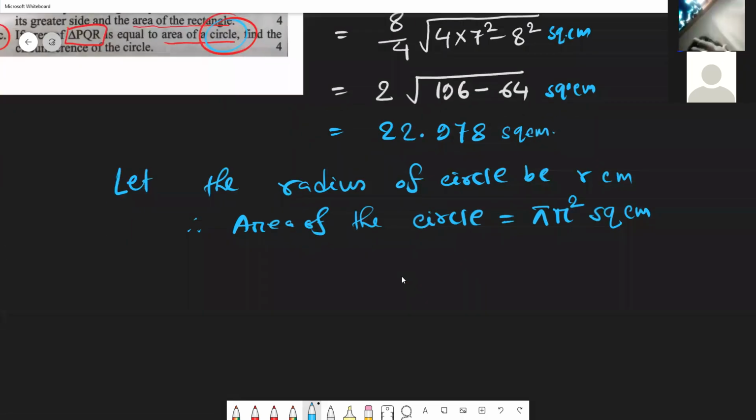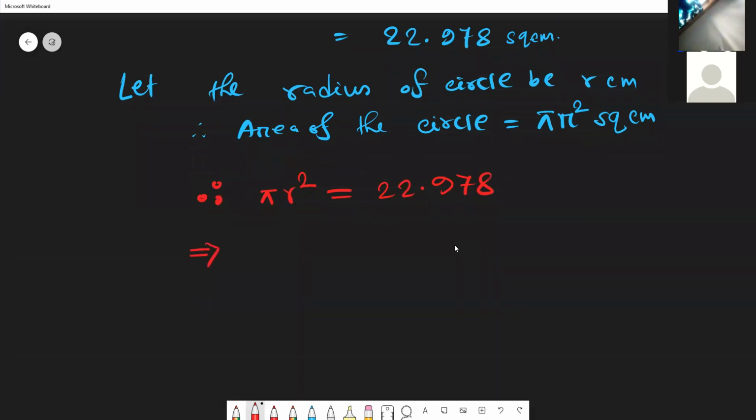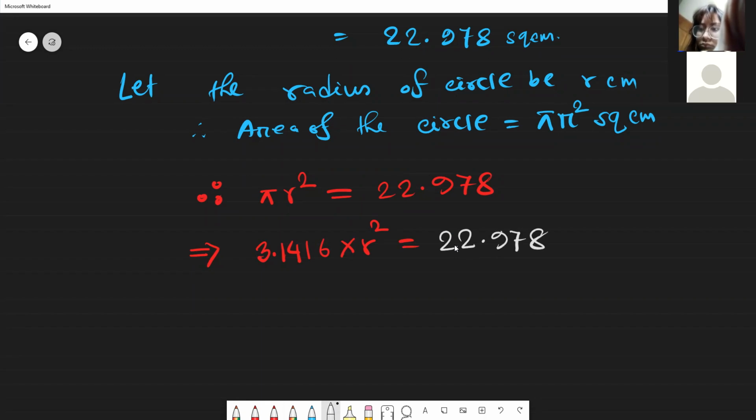So according to the question, both areas are the same. So pi r square is equal to 22.978. The two areas are the same: area of the triangle, area of the circle. Now find the value here. 3.1416 multiply r square is equal to 22.978. And then r square is 22.978 divided by 3.1416.